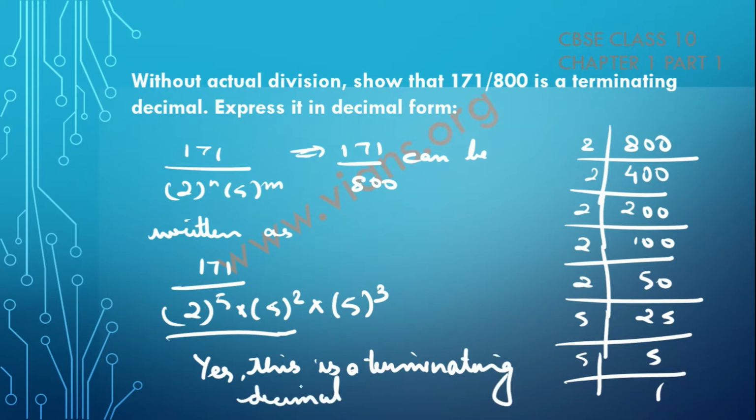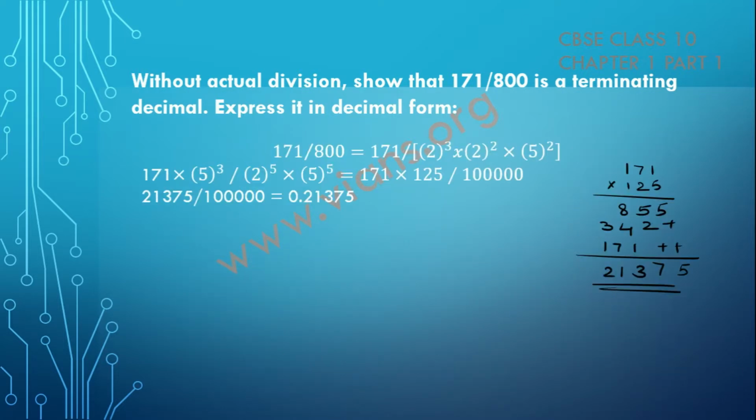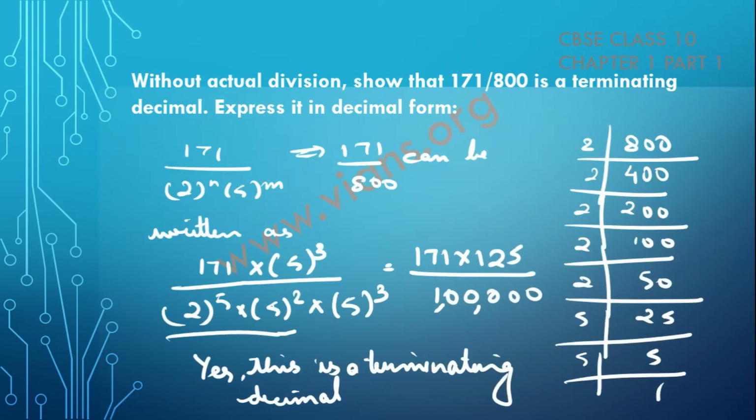In order to find the decimal form, I would have to multiply both numerator and denominator by 5 cube, because that's the only way I would get 171 into 125 in my numerator. Since it's 5 raised to 5 and 2 raised to 5, the denominator would be 10 raised to 5, that is 1 lakh.